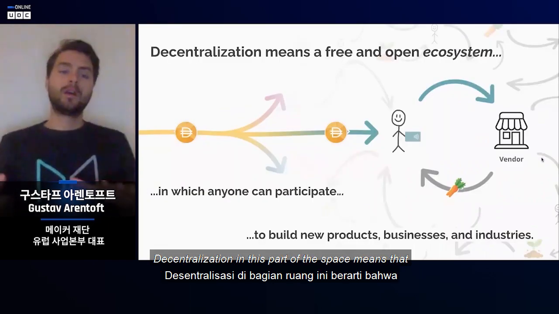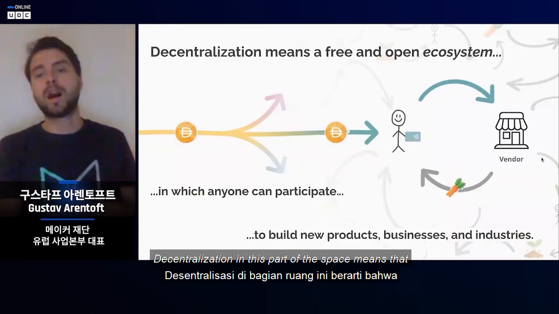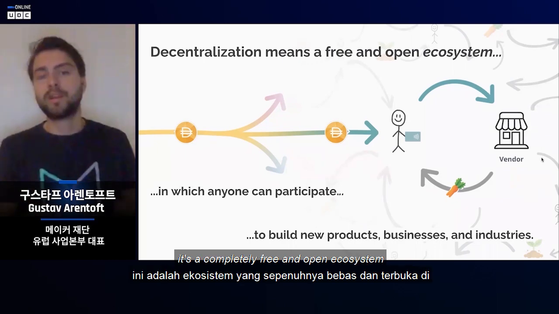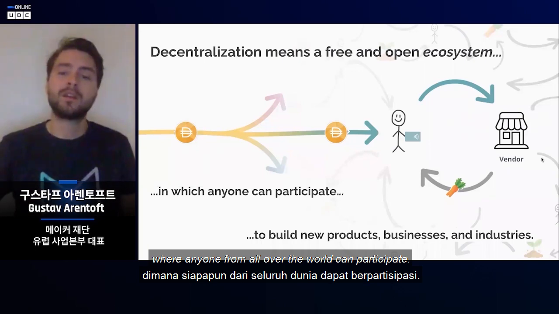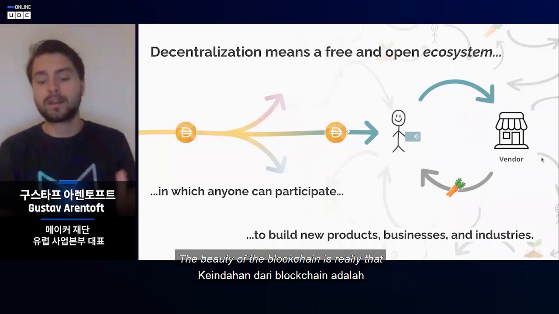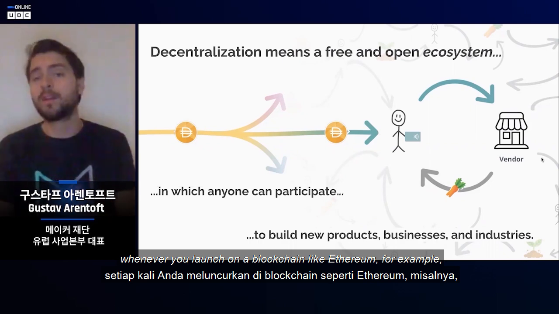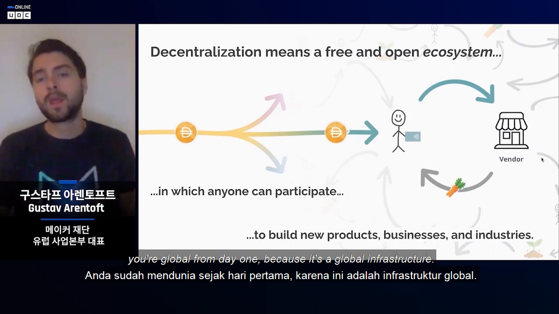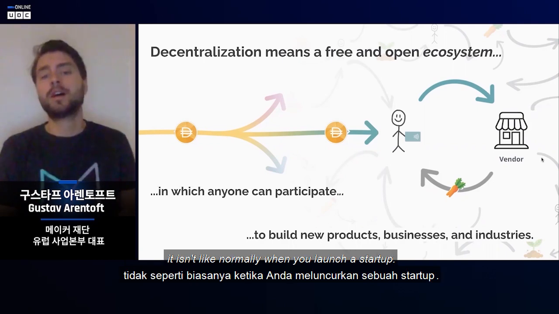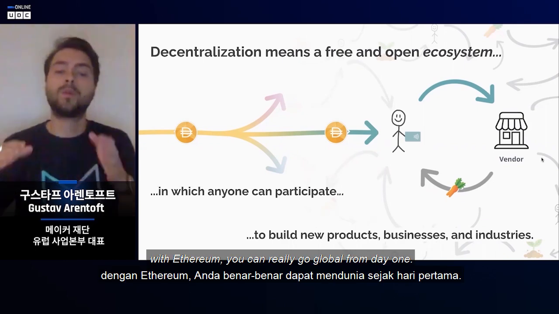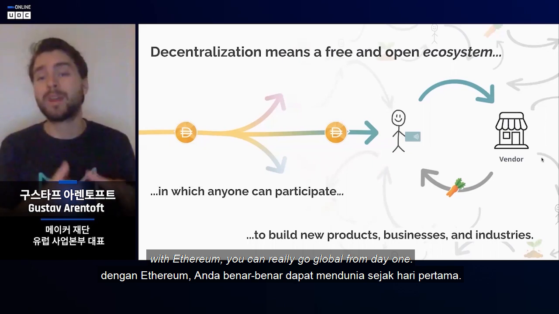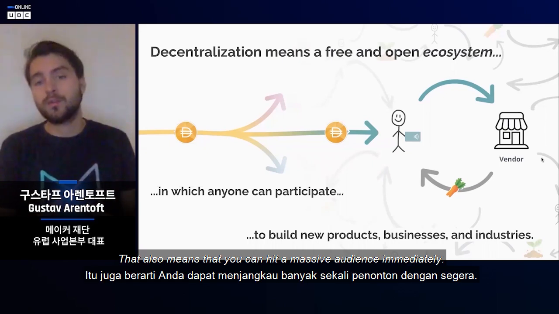And basically, decentralization in this part of the space really means that it's a completely free and open ecosystem where anyone from all over the world can participate. The beauty of the blockchain is that whenever you launch on a blockchain like Ethereum, for example, you're global from day one because it's a global infrastructure. Normally when you launch a startup, you would launch locally inside one country. You would really focus on that one. With Ethereum, you can go global from day one. So that also means that you can hit a massive audience immediately.